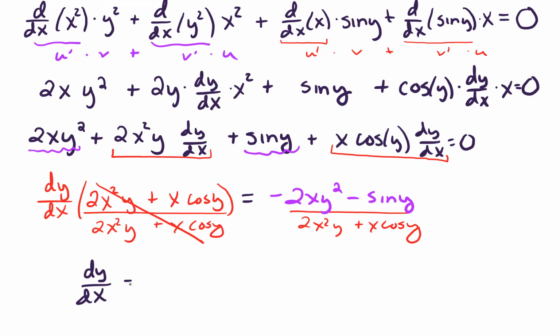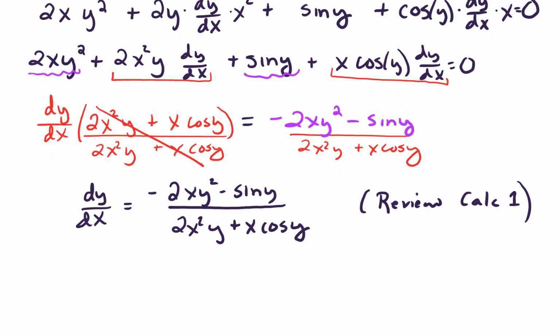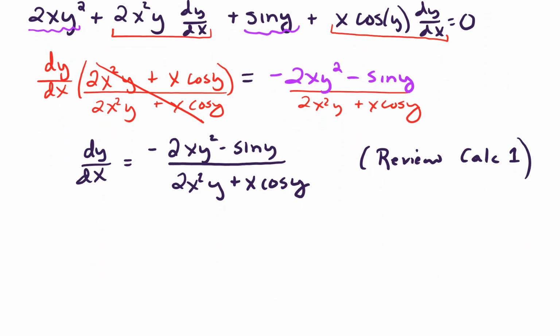Right-hand side, final answer is negative 2xy squared minus sine y, all over 2x squared y plus x cosine y. Okay, and that would be our final answer. Now again, this is a review from Calc 1, so if this example felt a little bit challenging, please go back to your favorite Calc 1 textbook and do some extra practice. I'm now going to move into an implicit differentiation example.